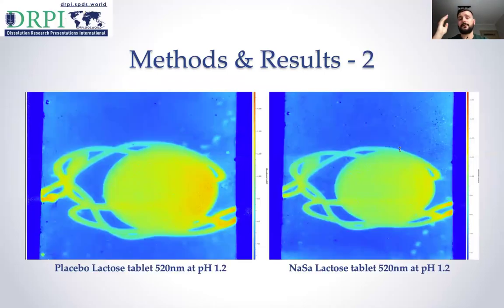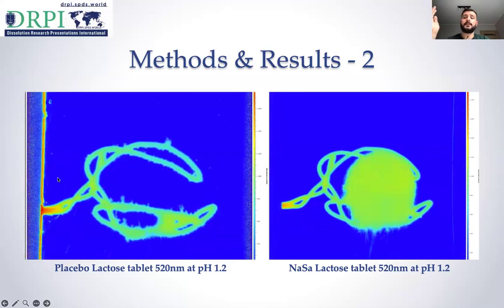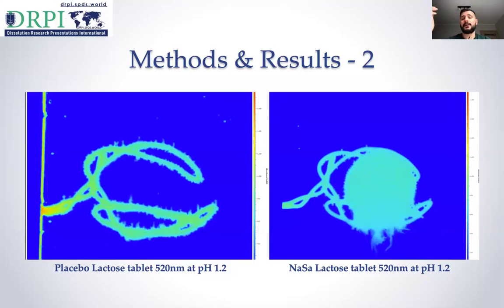Here is the result taken from the SDI2 instrument of the placebo lactose tablet at pH 1.2, on the left side. On the right side, we have the sodium salicylate lactose tablet, both at the same wavelength. So we can see from this video, from this wavelength, the structural changes. And it also shows that the dissolution process has a distinct behavior depending on the formulation.